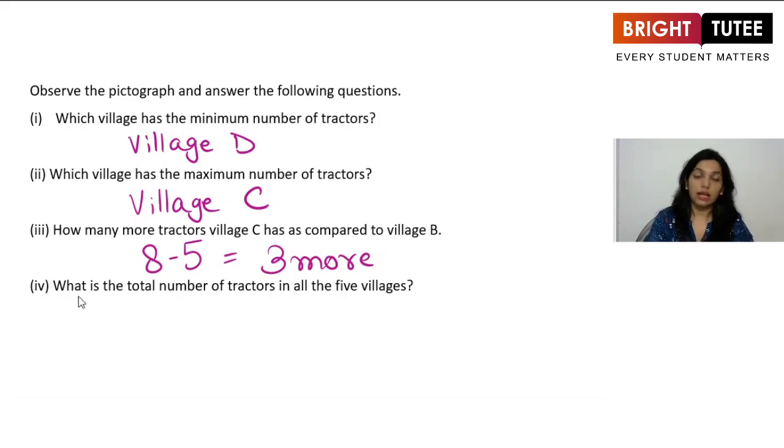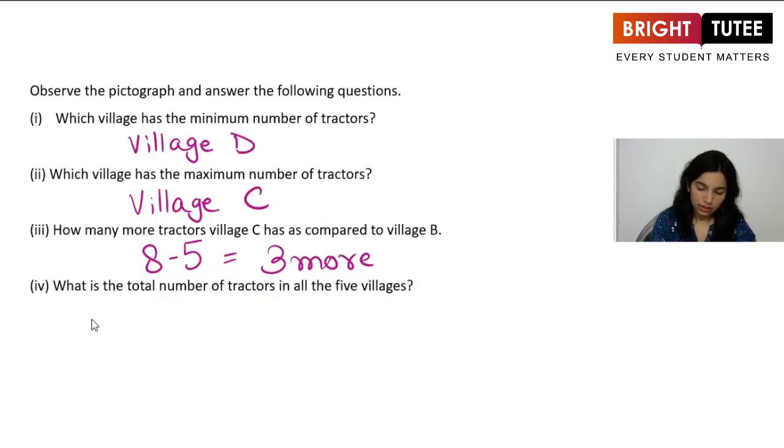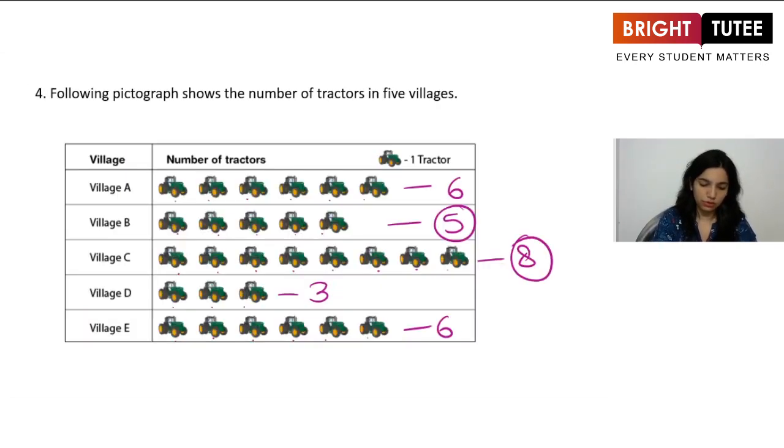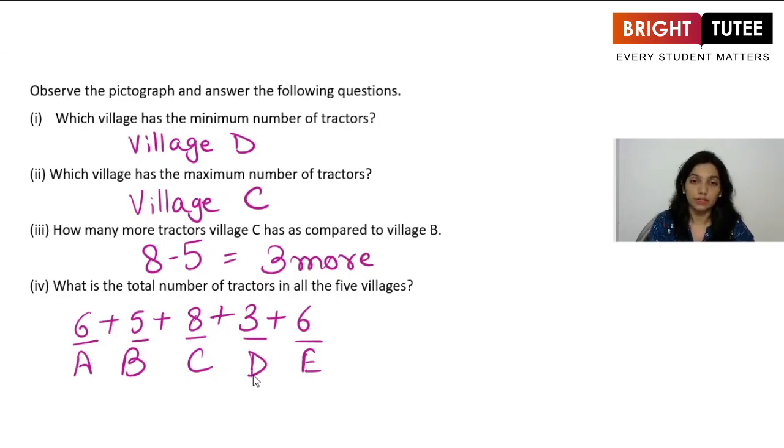Okay. Now the last one says what is the total number of tractors in all the 5 villages? So it is 6 plus 5 plus 8 plus 3 plus 6. I hope I have written the right numbers. 6, 5, 8, 3, 6. Okay. So these are the number of tractors in each of the villages. That is for A, B, C, D and E. These were the names of the villages, right?